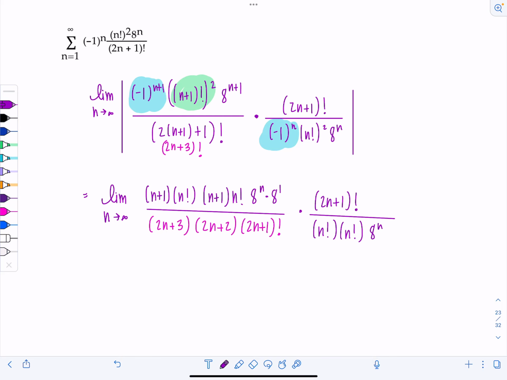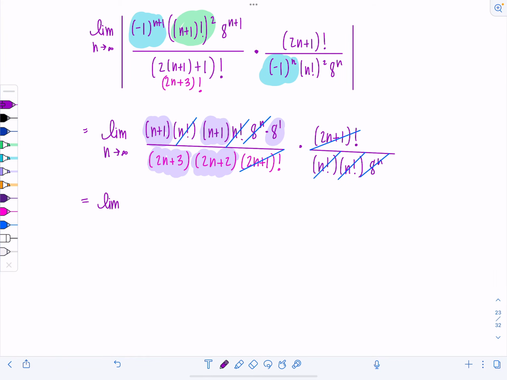Now my favorite part, cancel party time. Yes. So the 8^n is gone. So is the (2n+1) factorial. So are these n factorials. Goodbye. Who survived the massacre? An n+1, an n+1, an 8, a 2n+3, and a 2n+2. Okay.